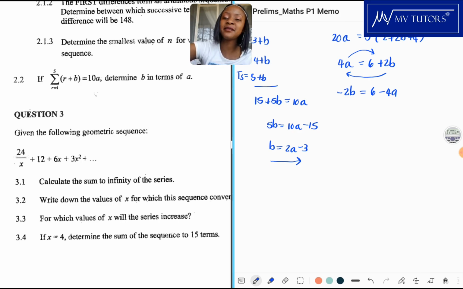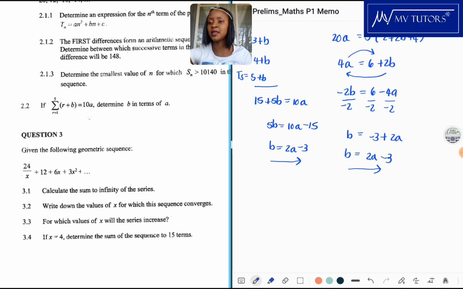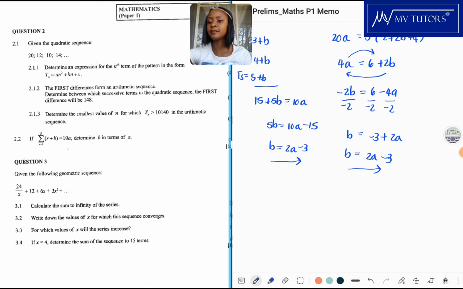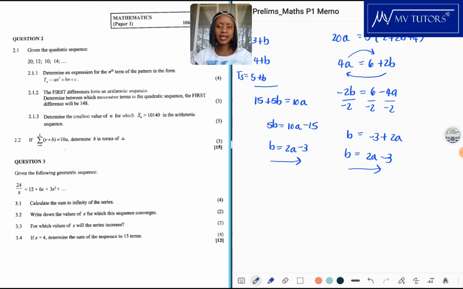Okay, so if I divide by negative 2 throughout, I will have that b is negative 3 plus 2a. Okay, or I would say 2a minus 3. And how many marks was this? 3 marks. I think it's fair. Okay, so 2 ways of doing it, but please use the formula.